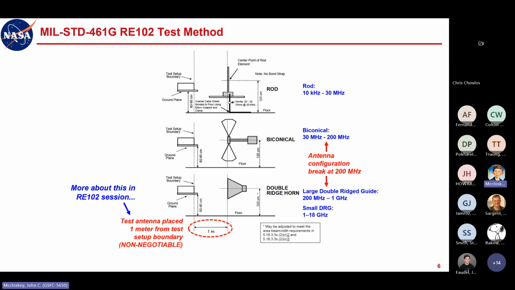Just a reminder that in the RE102 test method, the test antenna is placed 1 meter from the test setup boundary, and that is non-negotiable. It has to do with the calibration factors for the antennas. We'll talk about that more in RE102.